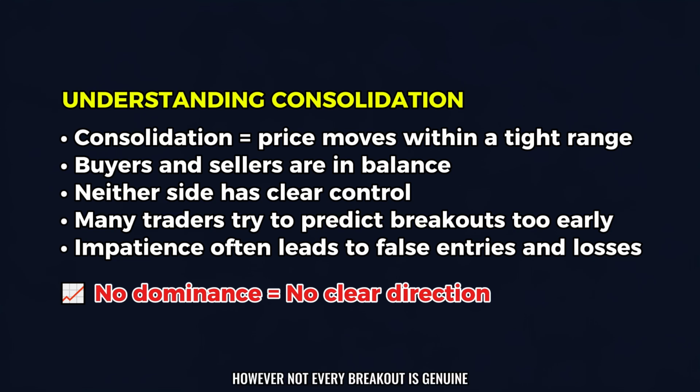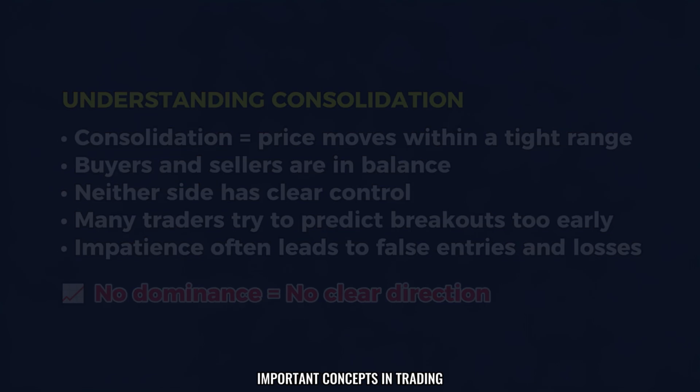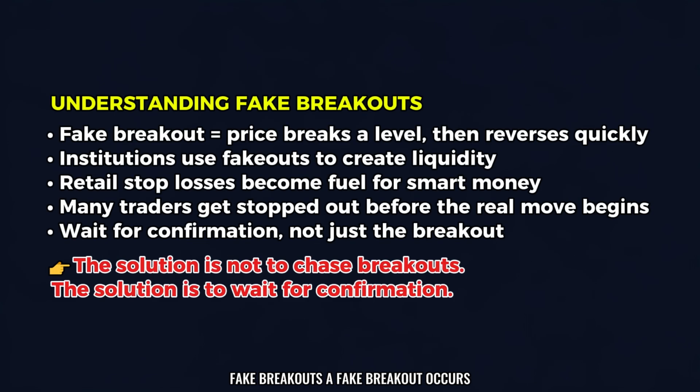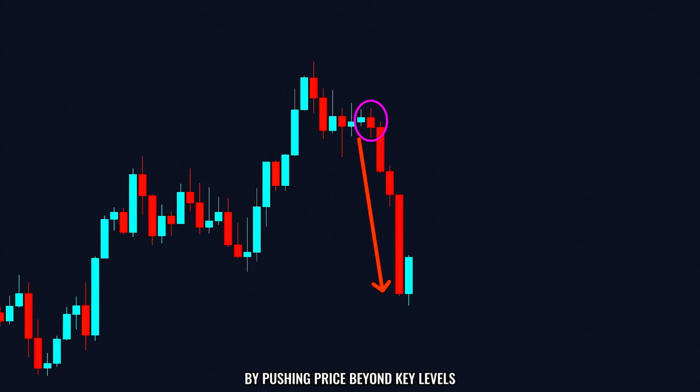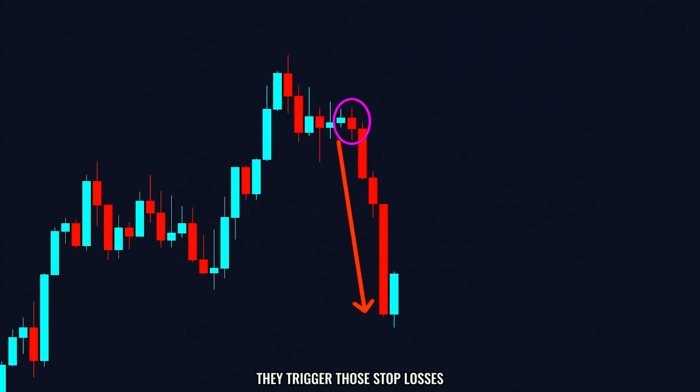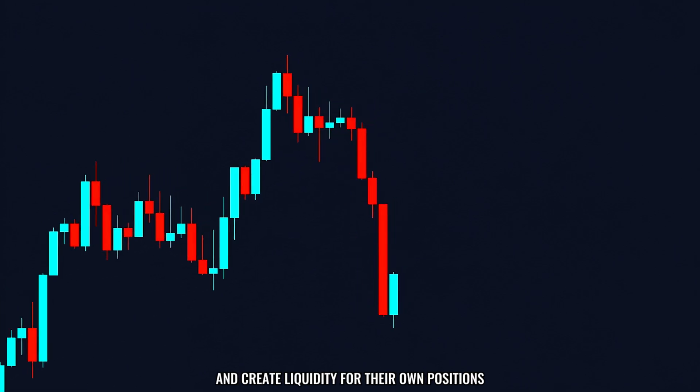However, not every breakout is genuine. This brings us to one of the most important concepts in trading: fake breakouts. A fake breakout occurs when price temporarily moves beyond support or resistance, attracting traders into the market only to reverse shortly afterward. Large institutions often use fake breakouts to generate liquidity. They know where retail traders place their stop losses. By pushing price beyond key levels, they trigger those stop losses and create liquidity for their own positions.